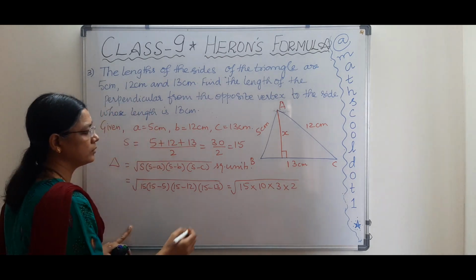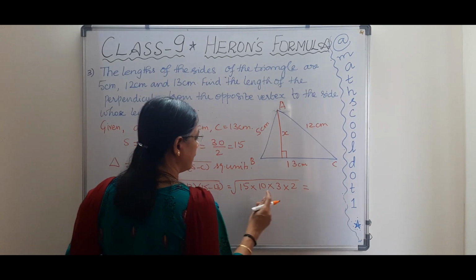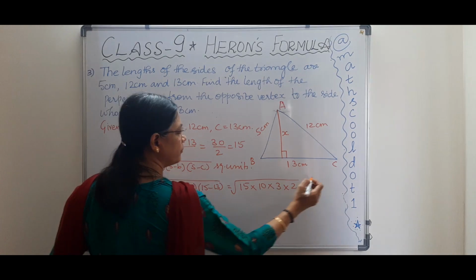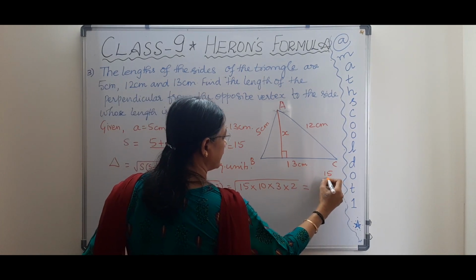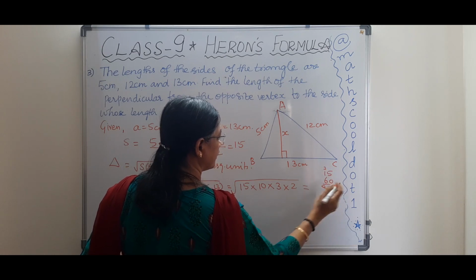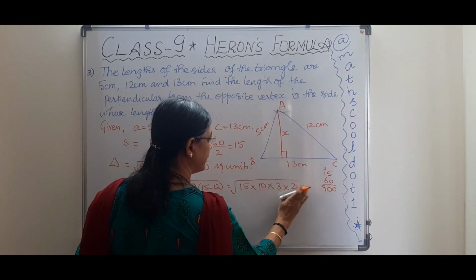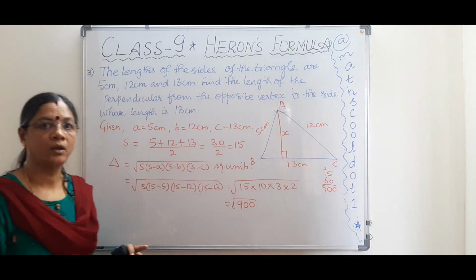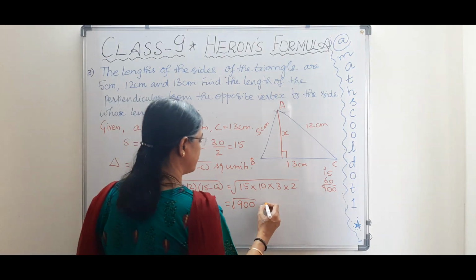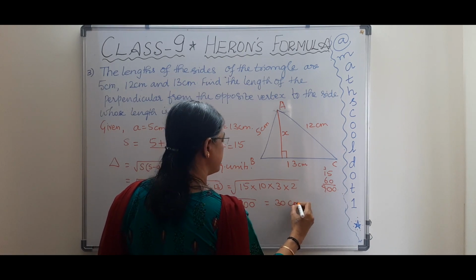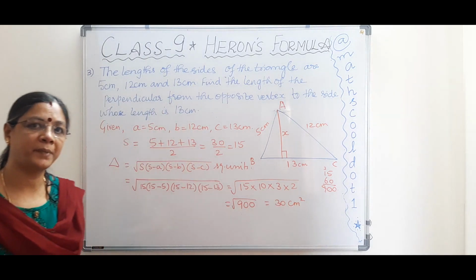Now see, 15 into 10 is 150, 150 into 6 or 15 into 60. That is, we have 900 here, root of 900. Okay, so root of 900 is easy for us to find out. Root 9 is 3, for 100 it is 10. So 30 is the answer. So 30 centimeter square is the area of this particular triangle.